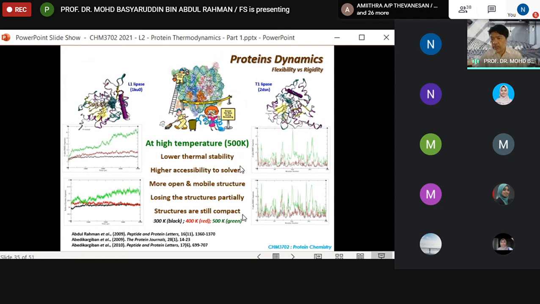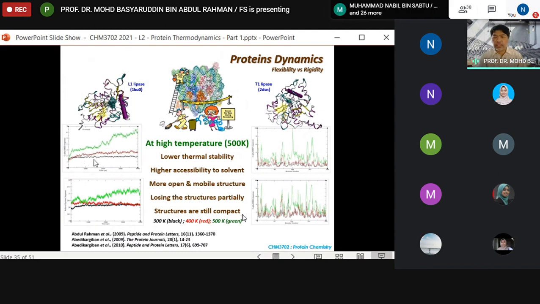And this is one of the important messages: higher accessibility to the solvent. What that means is that the solvent is able to penetrate into the core of the protein, and this is when it starts to denature. Otherwise the protein always tries to protect itself. Not too many solvent molecules can enter. That's why they have water molecules inside. More open and mobile structure. You can see the expansion.